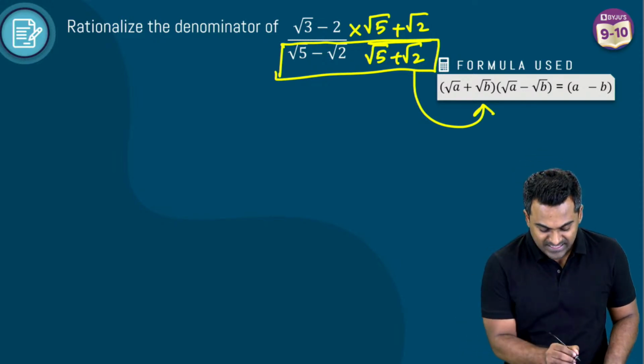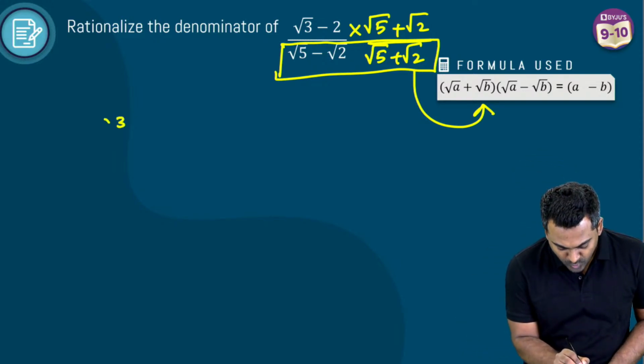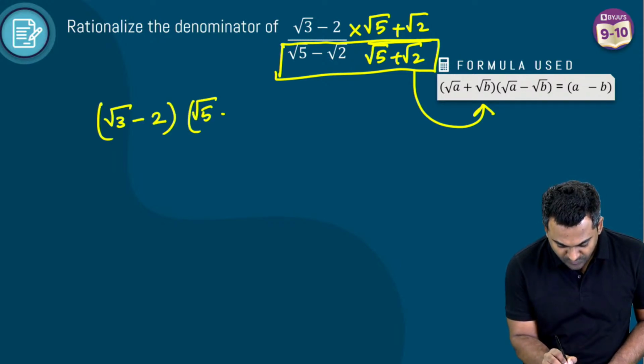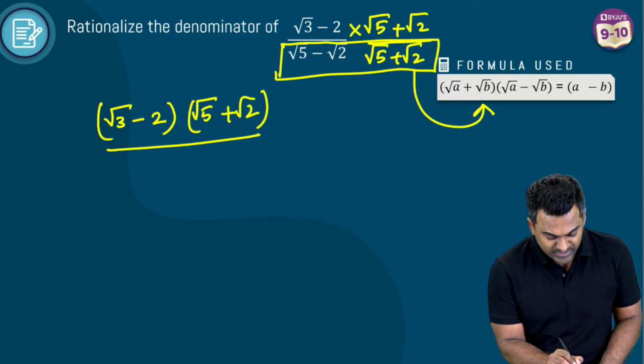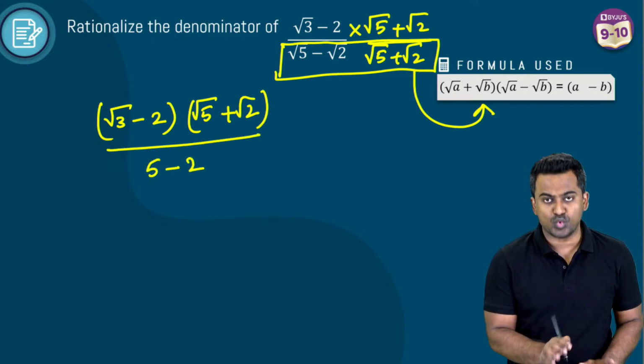Come on, let's simplify this now. So this will become root 3 minus 2 multiplied with root 5 plus root 2. Now the denominator is going to be very simple. This is going to be 5 minus 2, direct.